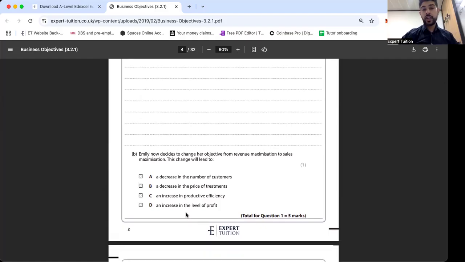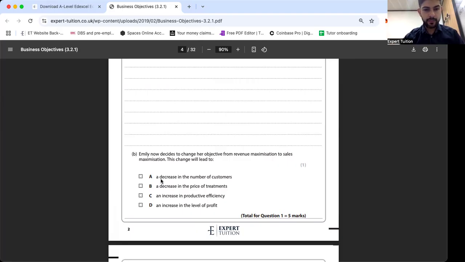Emily now decides to change her objective from revenue maximization to sales maximization. This change will lead to, okay, so what is the rule for sales maximization? Sales maximization is AC equals AR. Remember, revenue maximization is MR equals 0. Sales maximization is AC is equal to AR. Okay. This change will lead to a decrease in the number of customers.